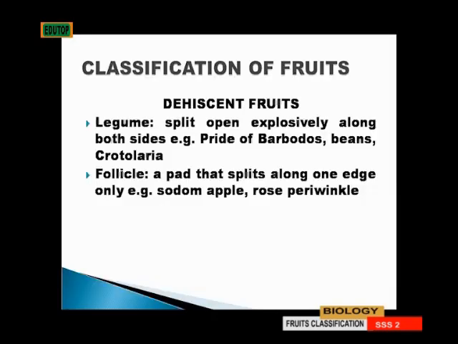Then the next one is follicle. Follicle is a pod that splits along one edge only. Legume splits along both sides. Follicle splits along one edge, as we have in rose periwinkle and Sodom apple.